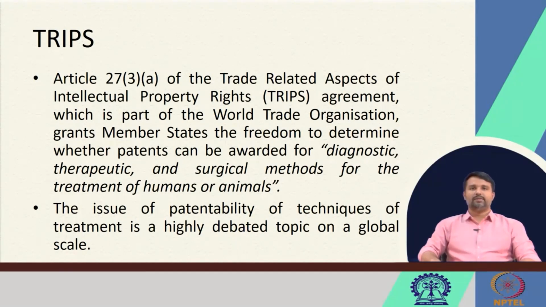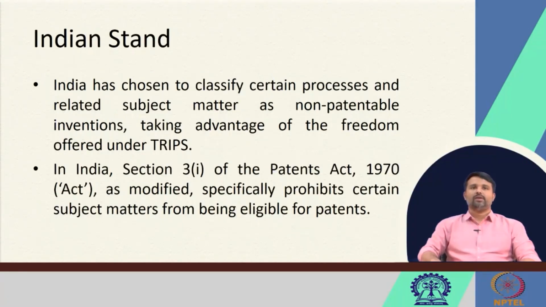So, under the TRIPS agreement, specifically Article 27, it is the freedom of the countries or freedom of the parties to determine whether patents should be awarded for diagnostic techniques, therapeutic techniques or surgical methods which are for the treatment of ailments affecting human beings and animals. So, this is clearly a flexibility provided under the TRIPS agreement. Let us see what is India's stand with regard to this specific TRIPS flexibility.